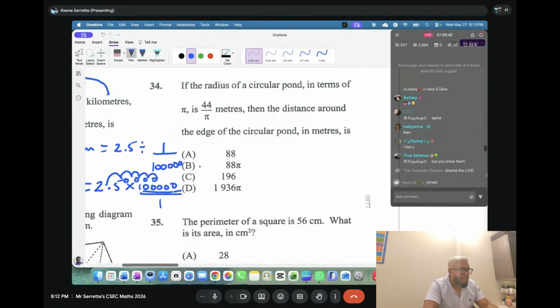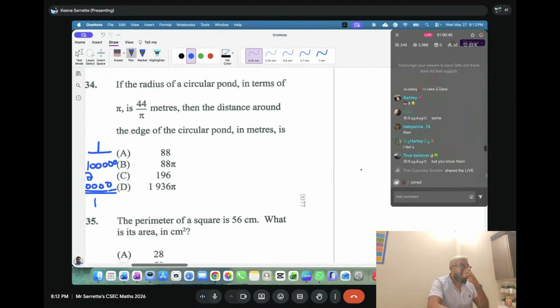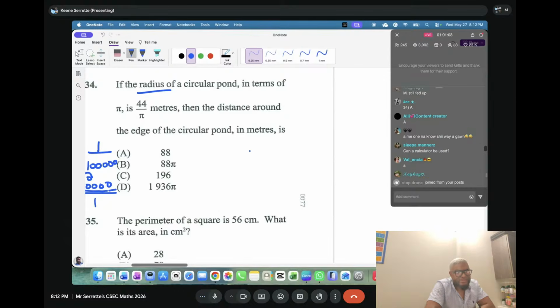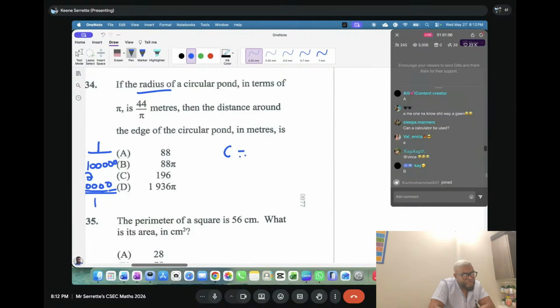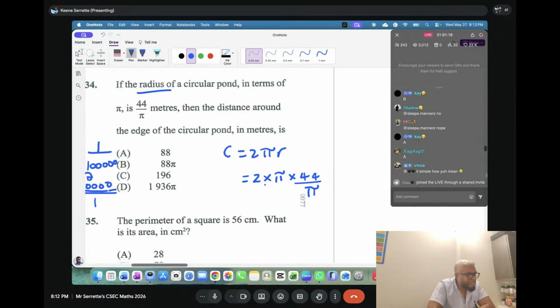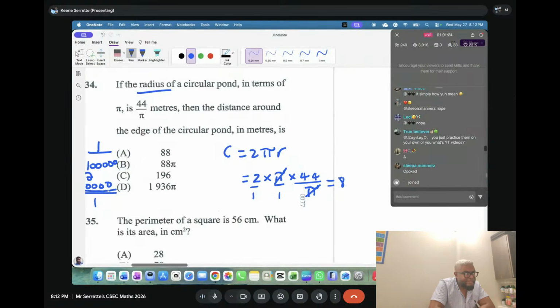If the radius of a circular pond in terms of pi is 44 over pi, then the distance around the edge of the circular pond in meters is what? What is the perimeter, also known as the distance around? It is 2 pi r. So that circumference will be 2 multiplied by pi multiplied by 44 over pi. Everybody in agreement with this? So what could we cancel here? We could cancel this.